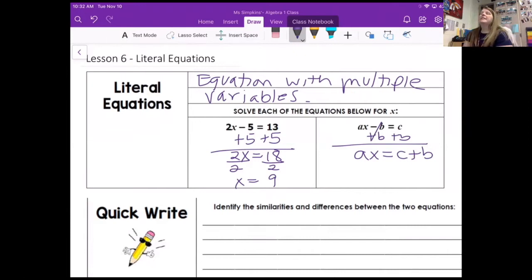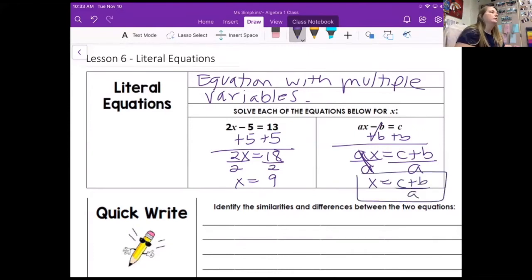All right, what's happening to x right now? It's being multiplied by a. What's the opposite of multiply by a? So we want to divide both sides by a. My a's on the left cancel, and I'm left with x. And I can't do anything with the stuff on the right-hand side. So I'm just going to write it as c plus b over a, and that would be the answer.